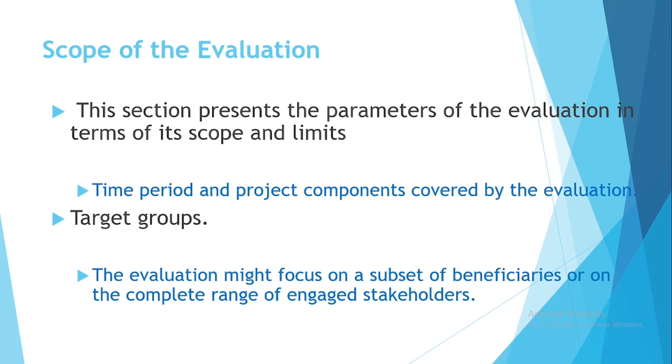Then another section is the scope of evaluation. This includes the time period and project components covered by the evaluation, and the target group. So here, for example, if a project is being carried out in Karamoja, that would be the regional scope. And the time period may be that the project had been carried out for the last 3 years, like from 2020 to 2023.